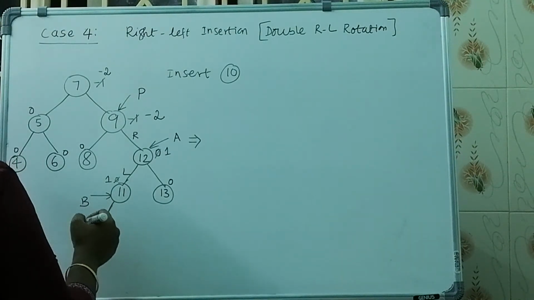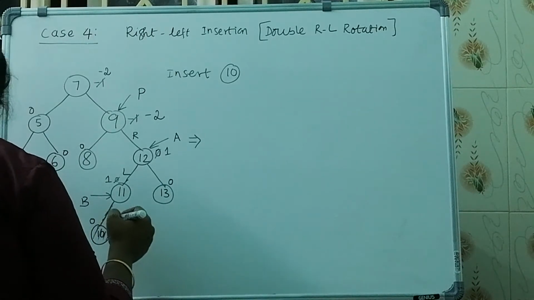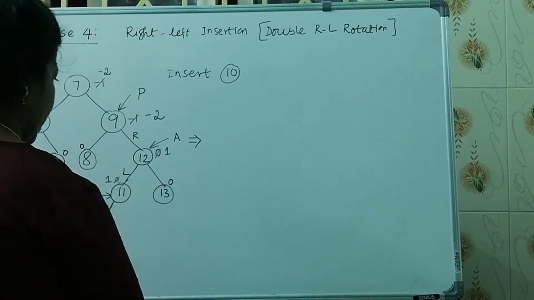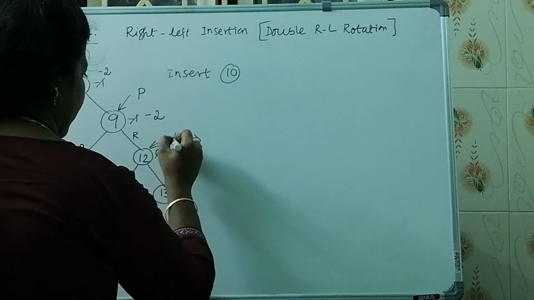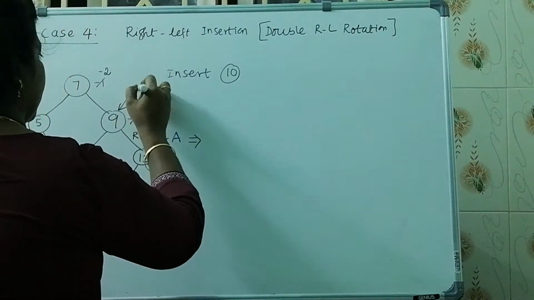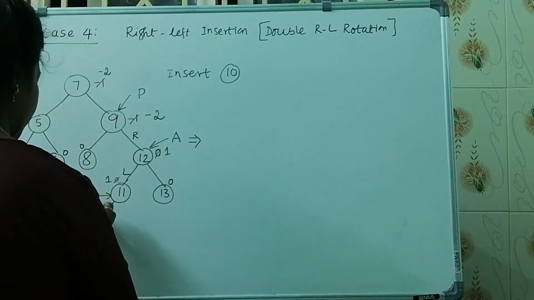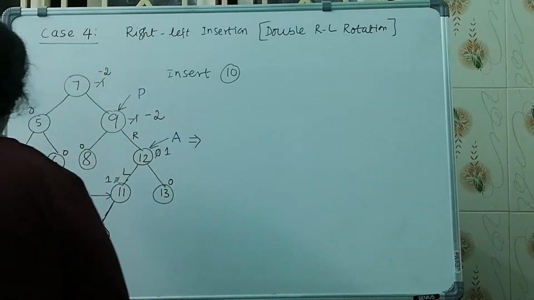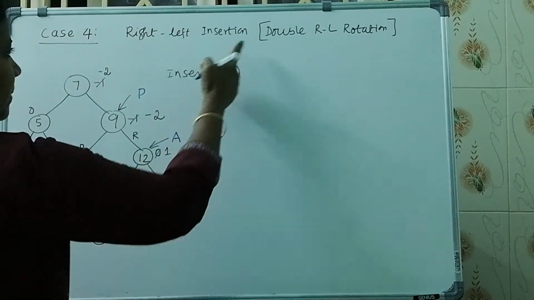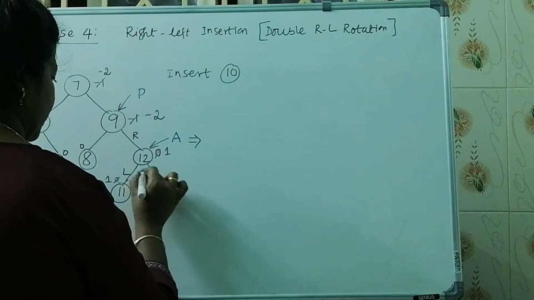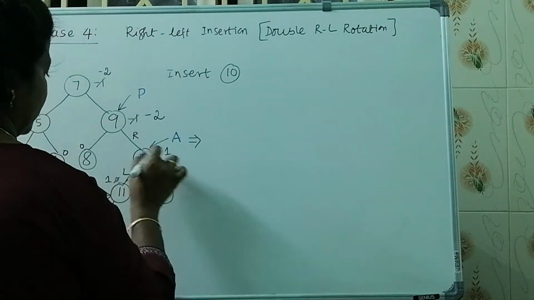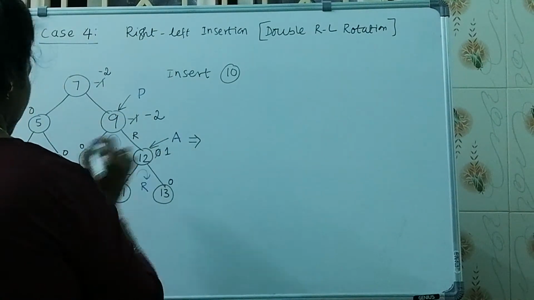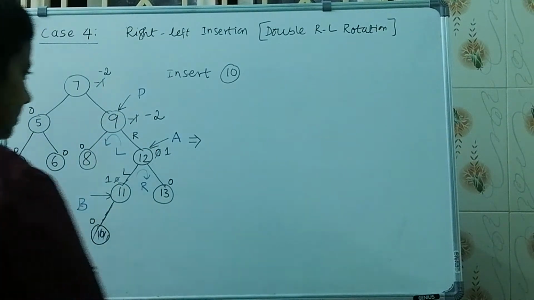So where we have to apply the rotation, the first rotation is at, this is A, right? So let me mark this A, this is P and then this is B. Mark it in different colors. Okay, now we have to rotate. Here also double rotation is required. The first rotation is rotate right, this one, and then rotate left, this P. Okay, now let us do this step by step.